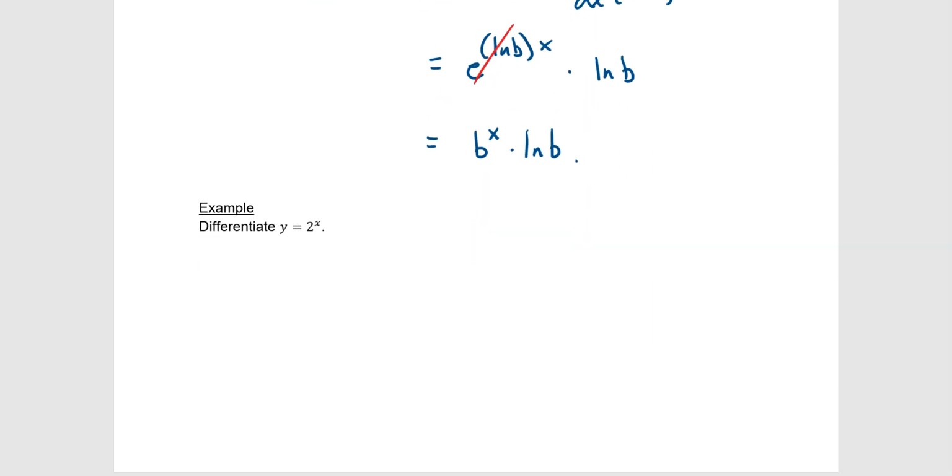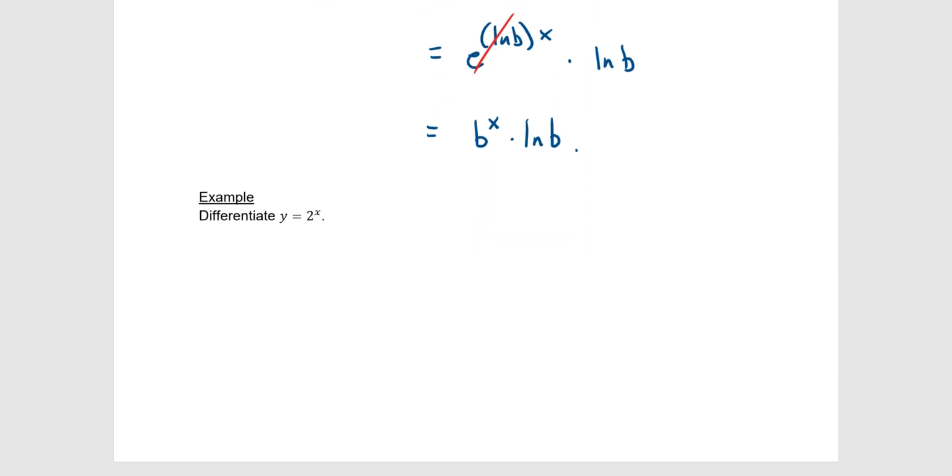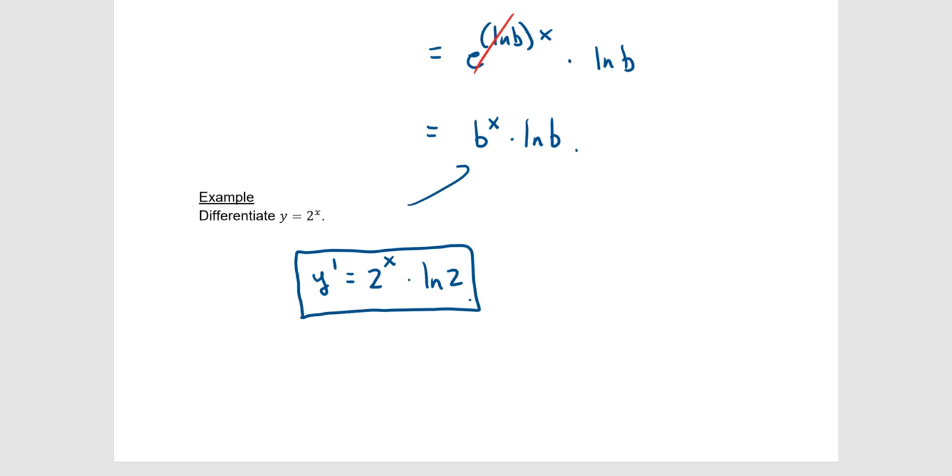Okay, let's do one example here. We want the derivative of y equals 2 to the x. So based on the rule that we just learned, we know that y prime is going to be 2 to the x times the ln of 2. Pretty straightforward if you know the rule, which we just showed up here. The b in this case is 2.